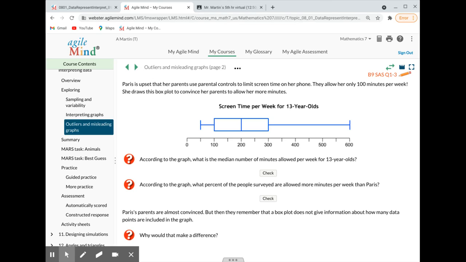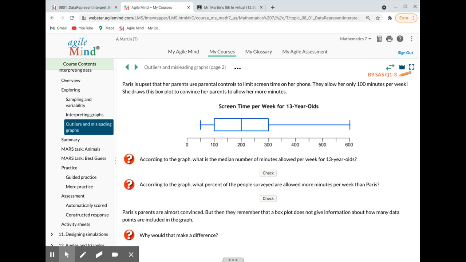All right, so looking at this, if you would go ahead and read that for us, please, Sophia? Paris is upset that her parents use parental controls to limit screen time on her phone. They allow her only 100 minutes per week. She drew a box plot to convince her parents to allow her more minutes.